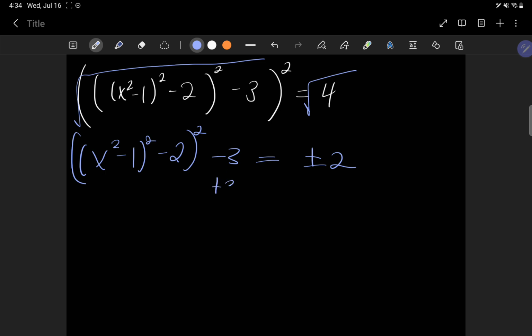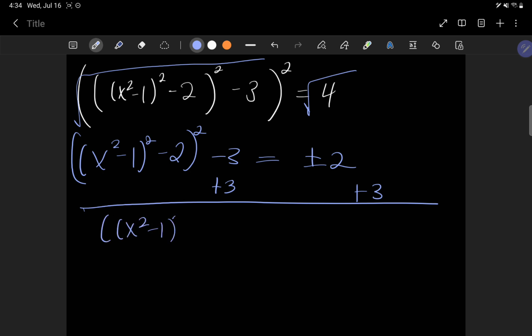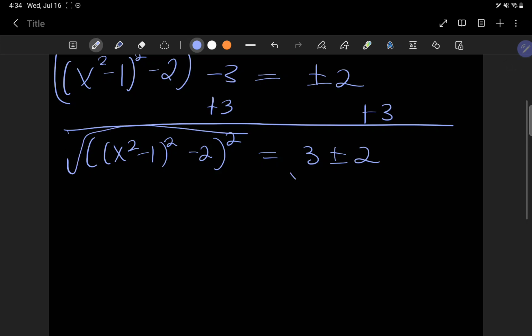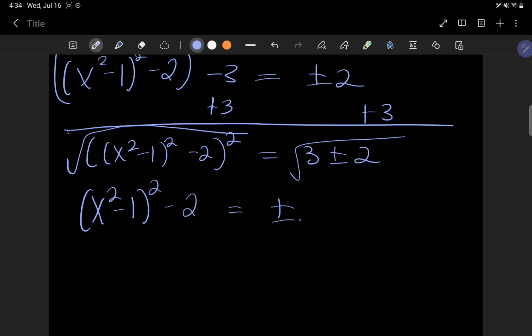So I'll add 3 to both sides. So x squared minus 1 squared minus 2 squared. I'm going to put the 3 out front, so that way I don't think that that's plus minus 5. Right. Okay. Take the square root. So x squared minus 1 squared minus 2 is plus and minus the square root of 3 plus and minus 2.